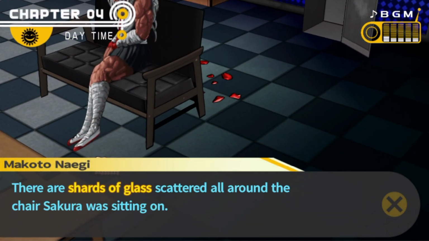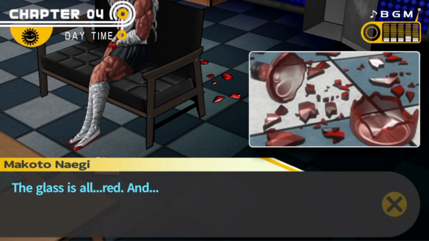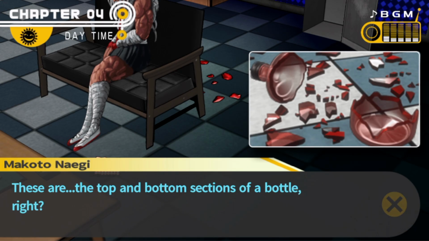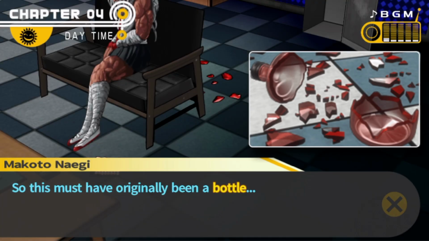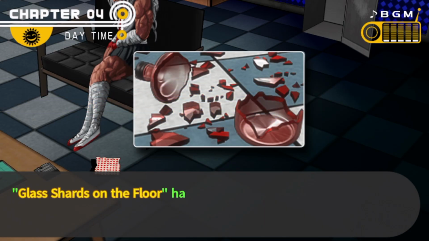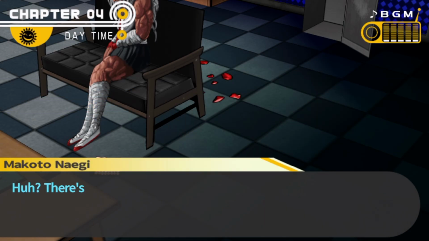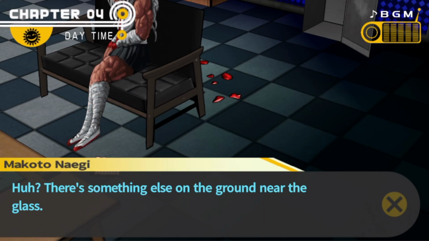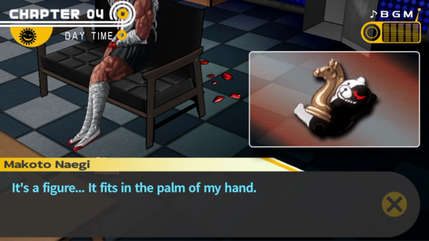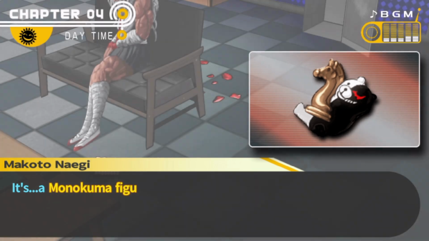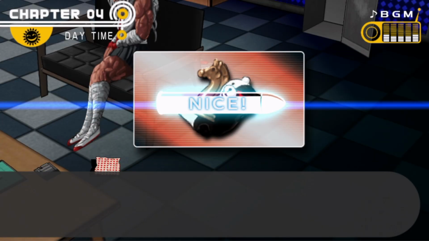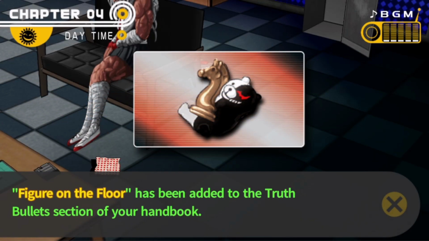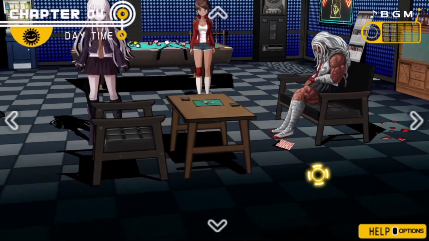There are shards of glass scattered all around the chair Sakura was sitting on. Oh, the glass is all red, and these are the top and bottom sections of a bottle, right? So this must have originally been a bottle. Glass shards. There's something else on the ground near the glass. Monokuma, what is that? It's a figure. It fits in the palm of my hand. It's a Monokuma figure. It looks like a chess piece. Do they play chess in here?